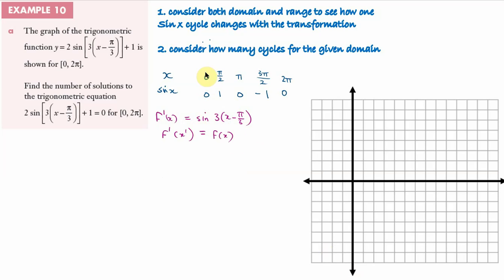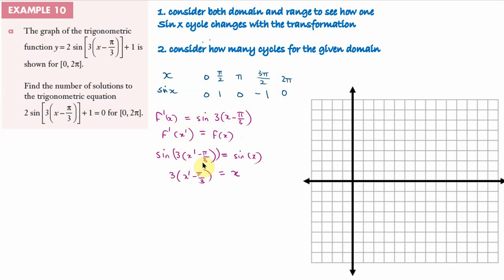Then to find how these x values change under the transformation, I want to make f dash of x dash, the new x values, the same as f of x. So remember that f dash is sine of 3 of x minus pi on 3, that's f dash of x. So f dash of x dash, sine of 3 x dash minus pi on 3, I want that to equal sine of x.